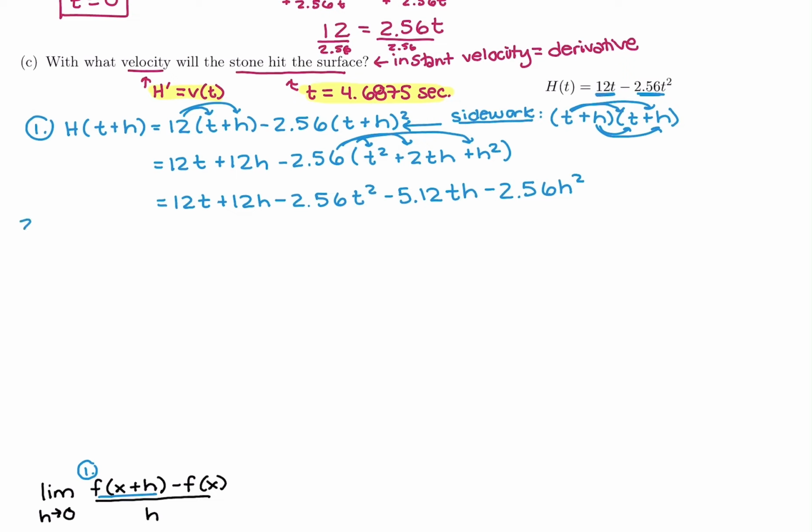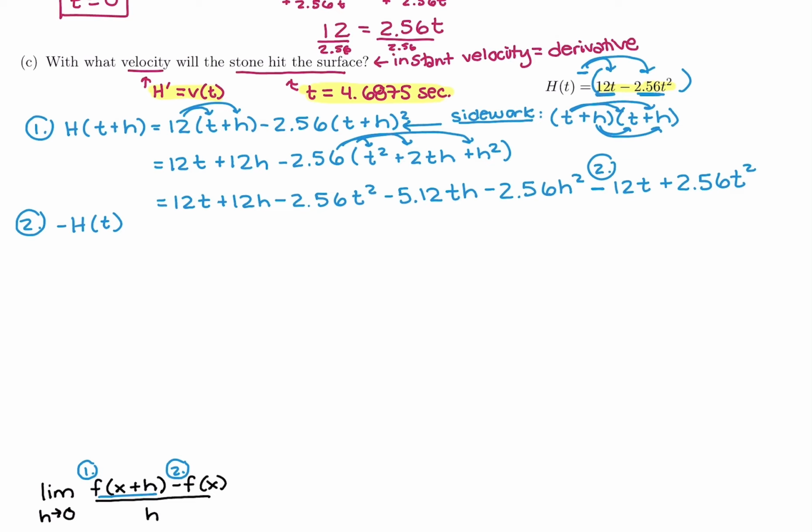Our second step to plugging into that entire definition below is to subtract the original function. So we're going to minus out the original h of t. Over here, I'm going to do my second step, which is going to be to subtract all terms in that original function. So that's going to change the sign of both terms, right? We're going to have a minus out front of both terms, which is going to mean we're going to have a minus 12t. And subtracting a negative 2.56t squared means we're going to have a plus 2.56t squared. So subtracting both terms of the original function is our second step to plugging into that limit definition.